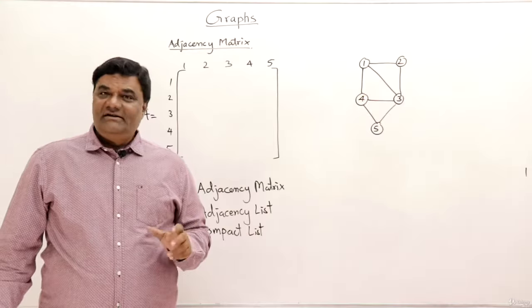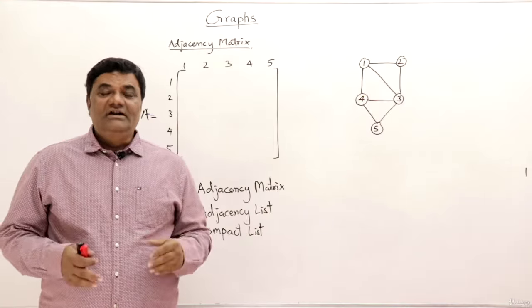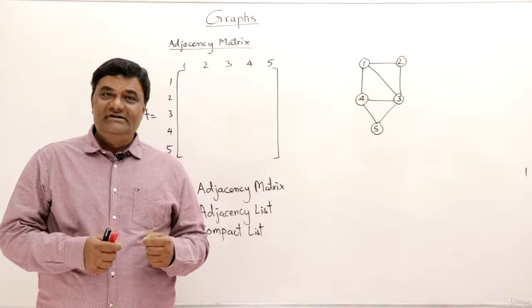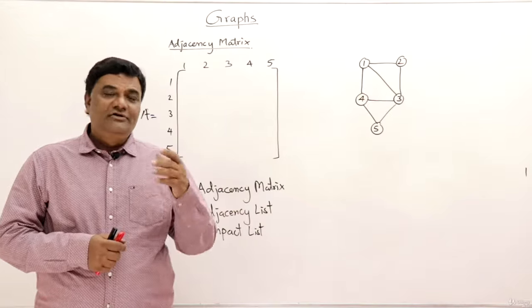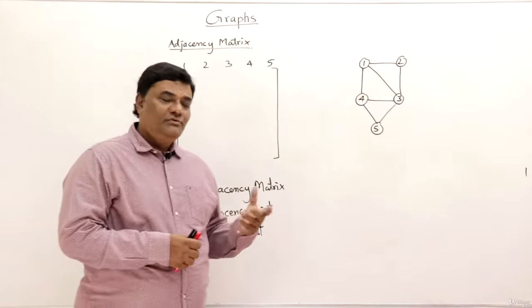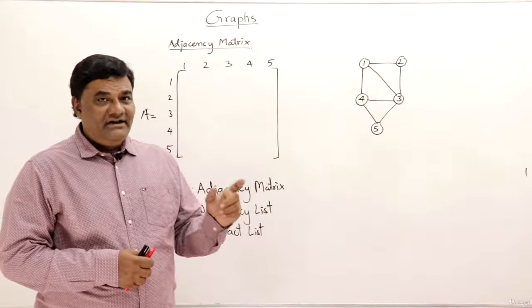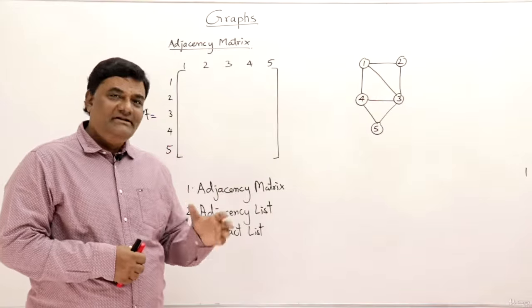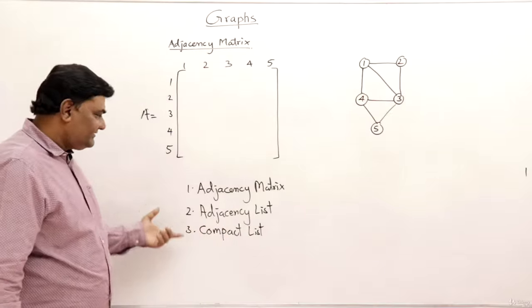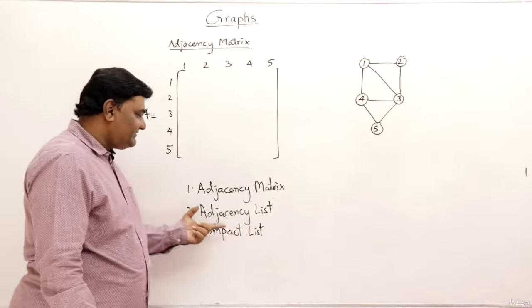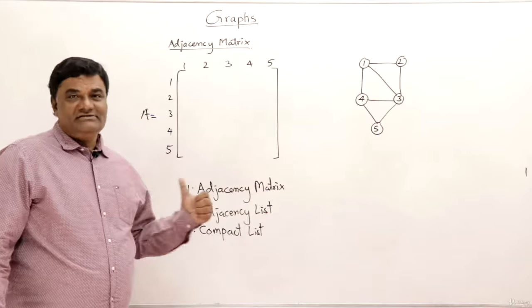In this video, we'll look at the representation of graph, the data structures used for representing graph. See, for representing a graph, we have to represent two things. What are the set of vertices and also set of edges. So for representing them, there are more than one methods, that is adjacency matrix, adjacency list and compact list.